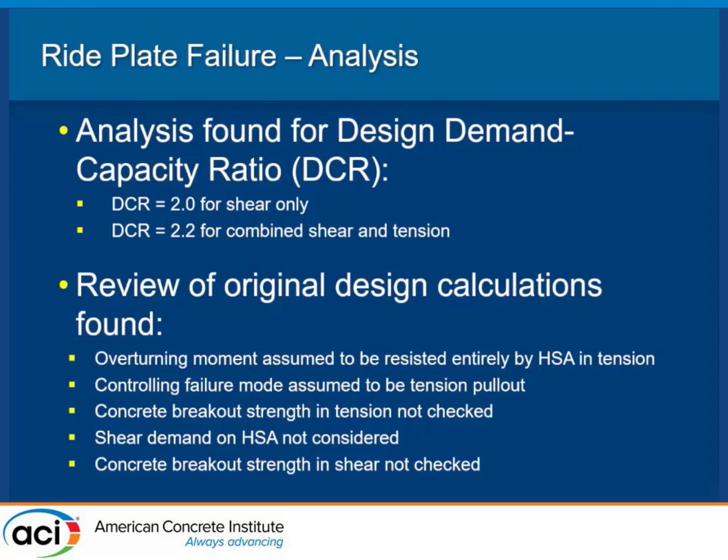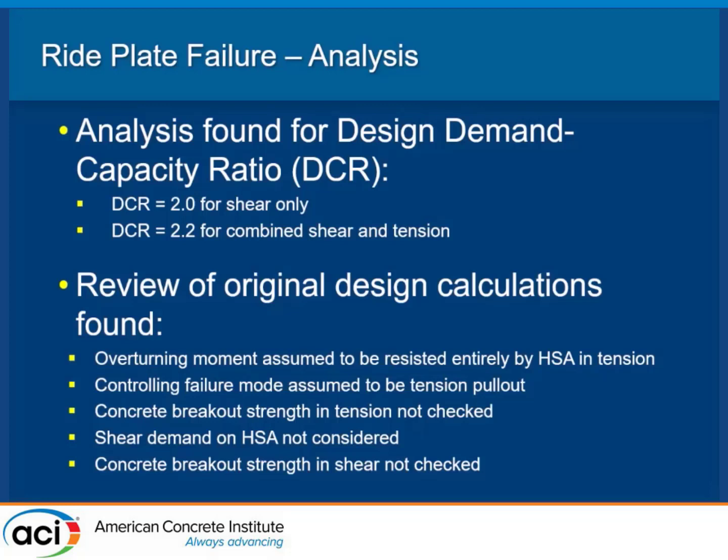Anything above 1.5 is considered dangerously unsafe. These were at 2.0 for shear, and for combined shear and tension, it was a 2.2. They went in and figured out that the overturning moment was resisted by, all they did was design the headed steel anchors in tension. They didn't do any other modes of check.